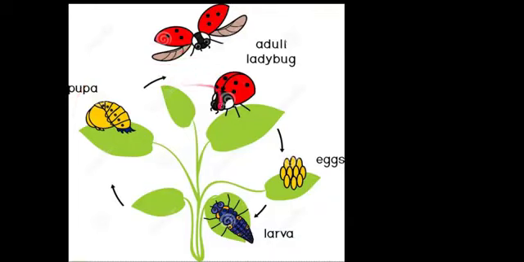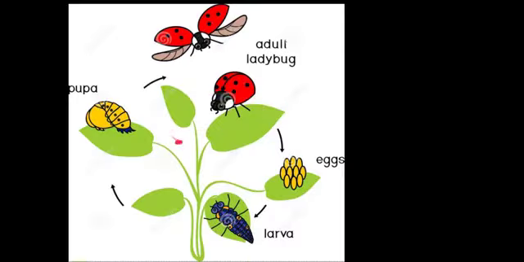Let's see this. We have bugs here. We start with the adult, and that one is also cyclic: egg, larva, pupa and adult. This is happening naturally. It's just a sequence. It is a pattern.